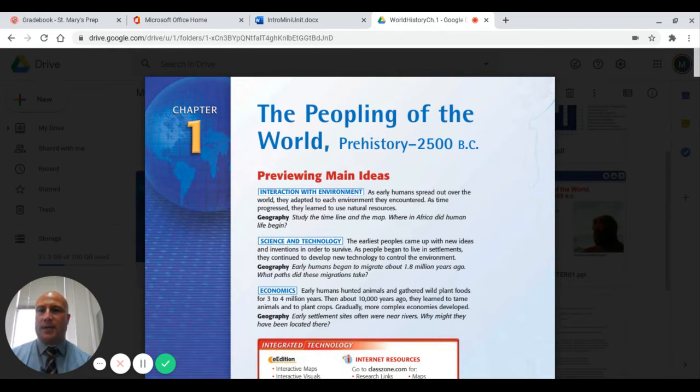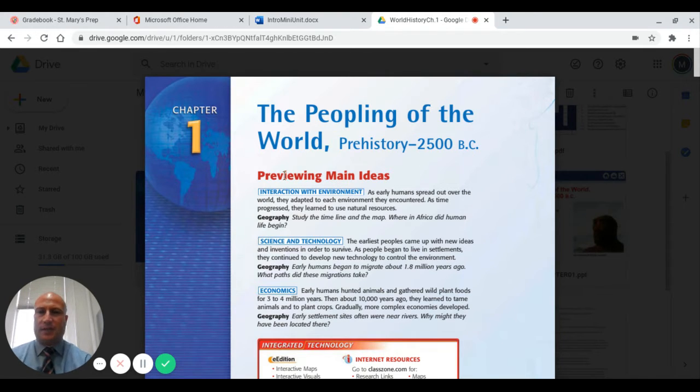So the first step is actually to read the title. Now, many students just skip right past the title and go right into the basic text and start reading there. But I think it's really important to read the title. For example, the peopling of the world. This gives us a clue as to what this chapter is going to cover. It also tells us the time span in which this chapter will cover, which is prehistory, meaning before the invention of writing. That's a very long time ago, all the way up to 2500 BC. So it tells us exactly the scope and frame of what we're going to be focusing on.